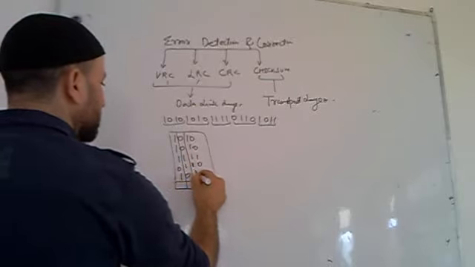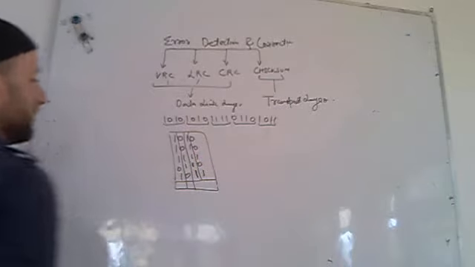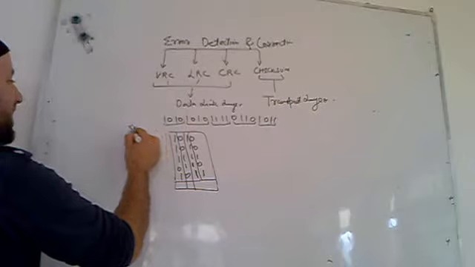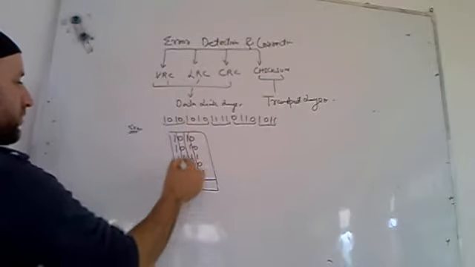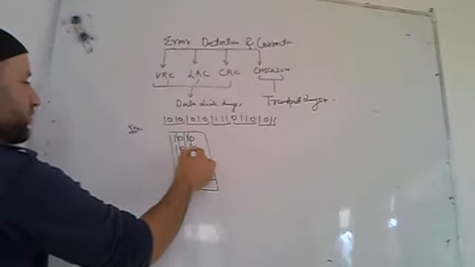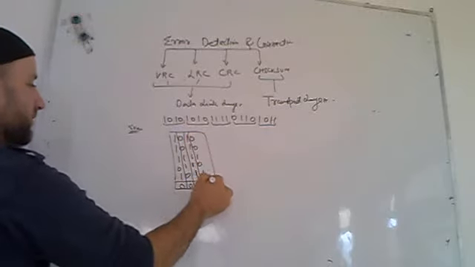I'm not making a good diagram. If it is even, I will go for even parity. What will be the even parity of this column? 1 2 3 4, so it is 0. What about this? 1 2, it is 0. What about this? 1 2 3 4 5, it is 1. What about this? 0.